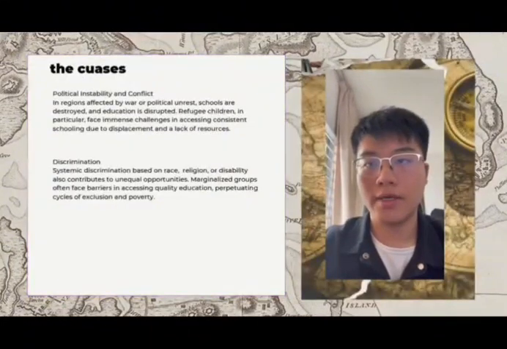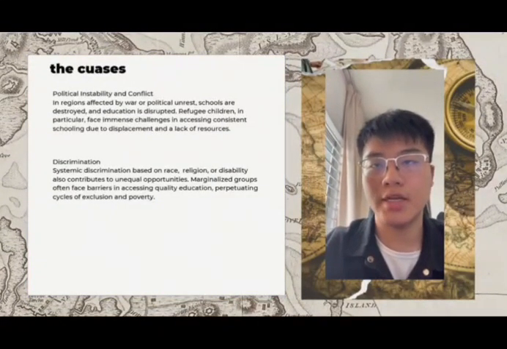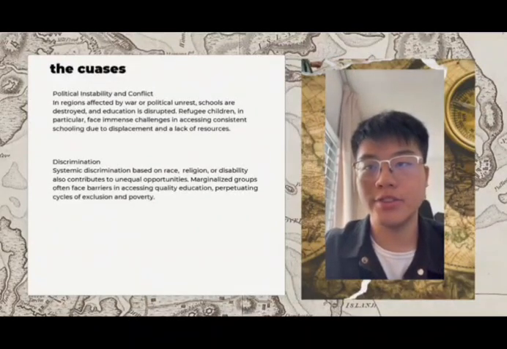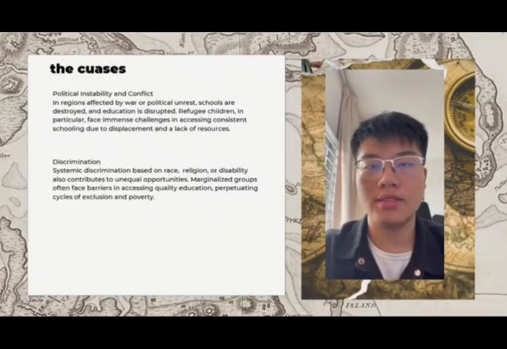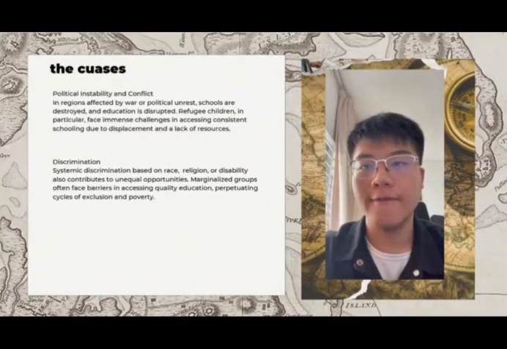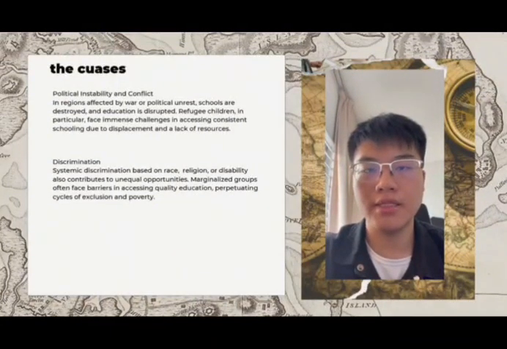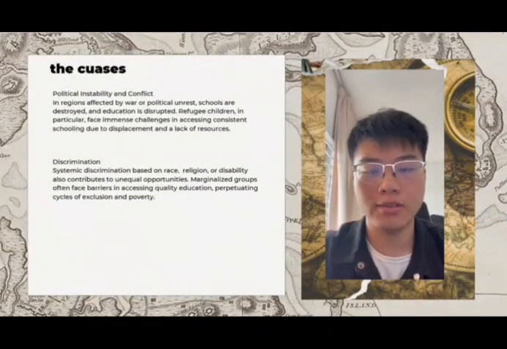The fourth one is political instability and conflict. In regions affected by war or political unrest, schools are destroyed and education is disrupted. Refugee children, in particular, face immense challenges in accessing consistent schooling due to displacement and the lack of resources.